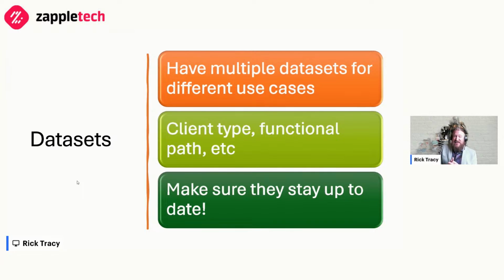In terms of data sets, it's good to have multiple data sets for different use cases. I know a lot of people just have a single data set, a representative data set from production, but you also want to make sure you have a couple ready to throw through an automated stream if you're looking for something specific, a specific customer type, a specific functional path, or anything that you think needs its own test category, what we established ahead of time. But make sure they do stay up to date.